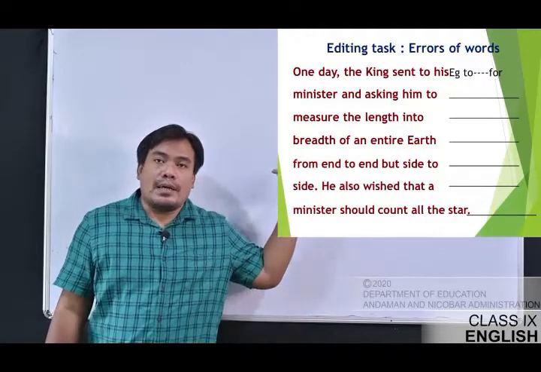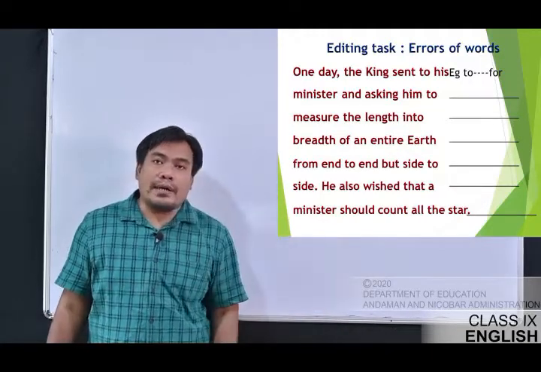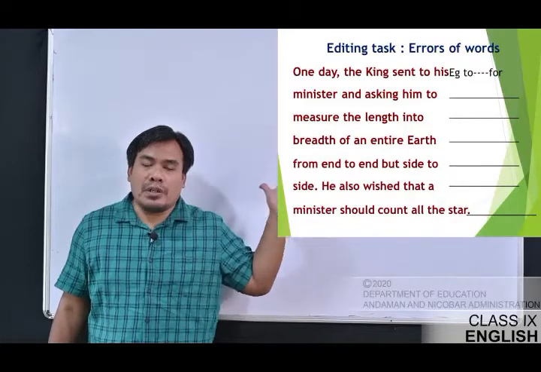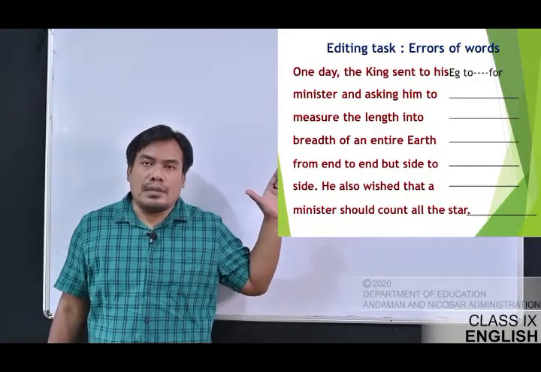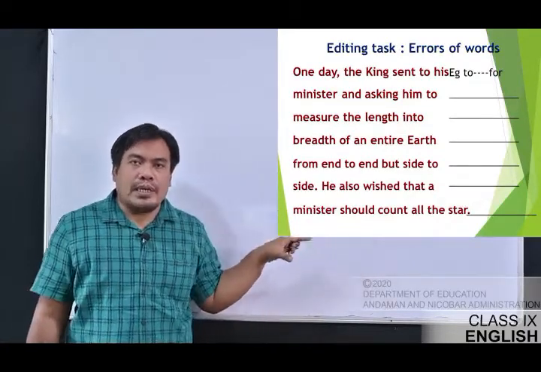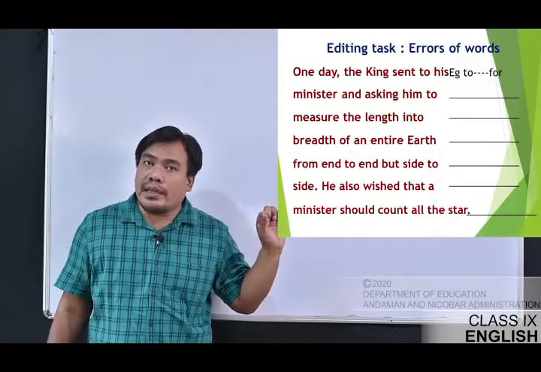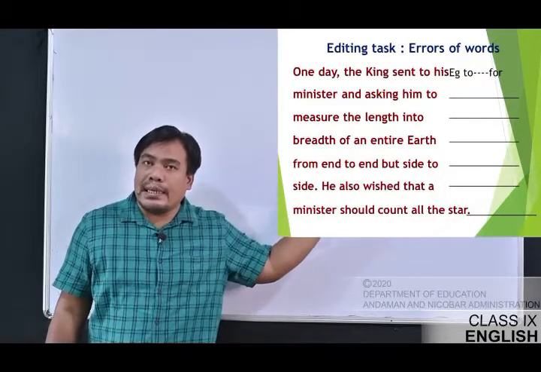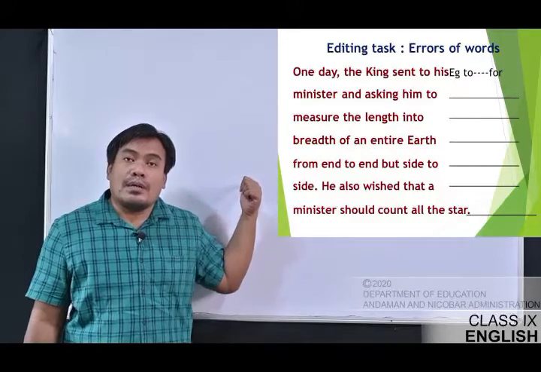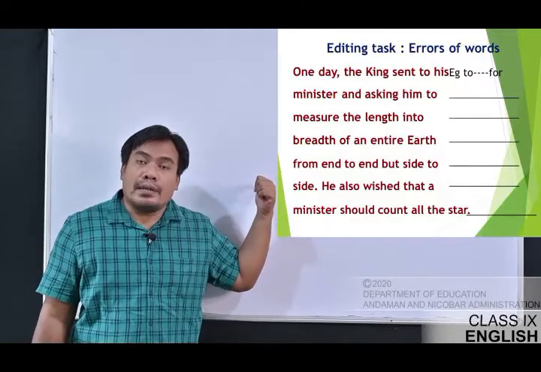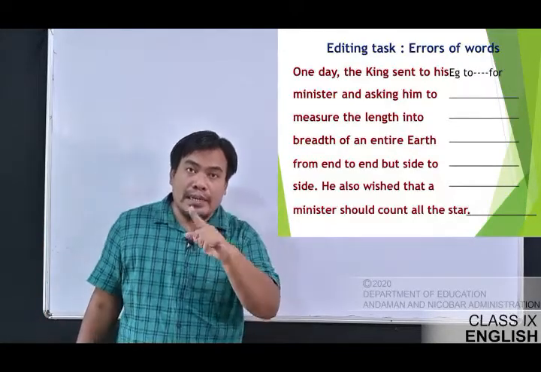Okay, it's a particular paragraph or some portion of the sentences. You have to find out which word is incorrect in a particular sentence, and you have to write that particular incorrect word and write the correct one. For example, it has been given over there.